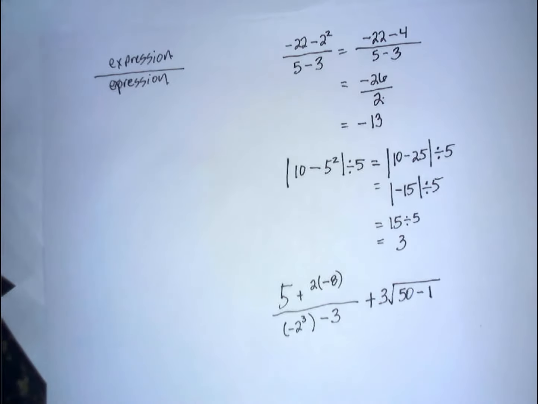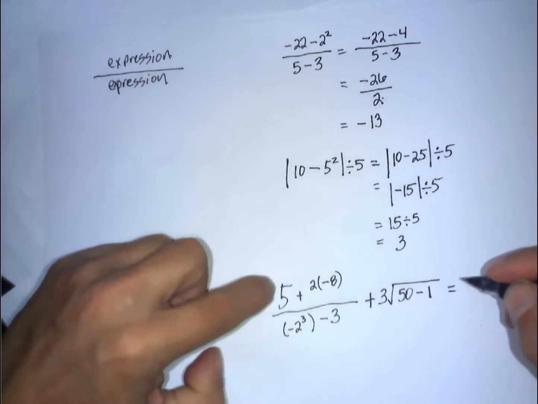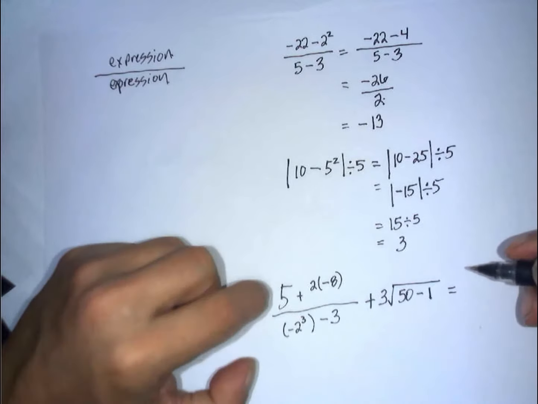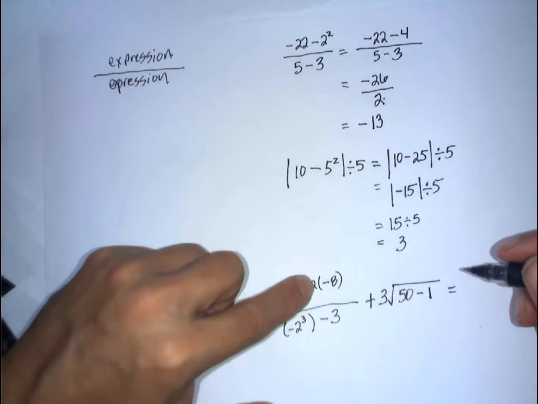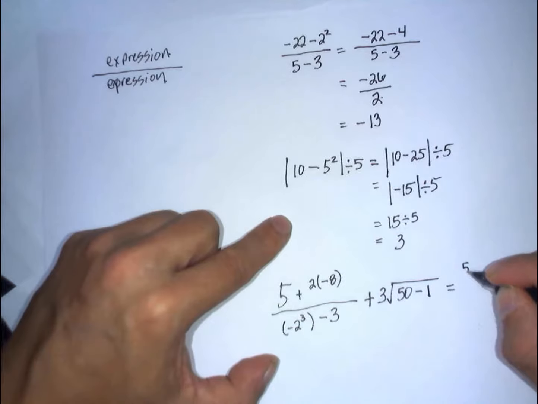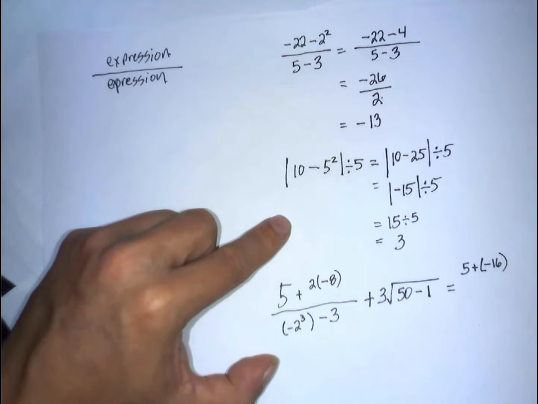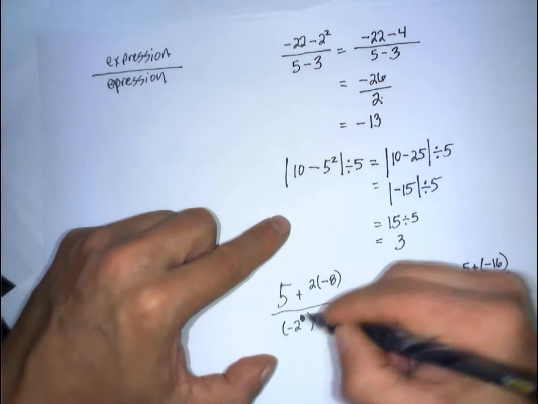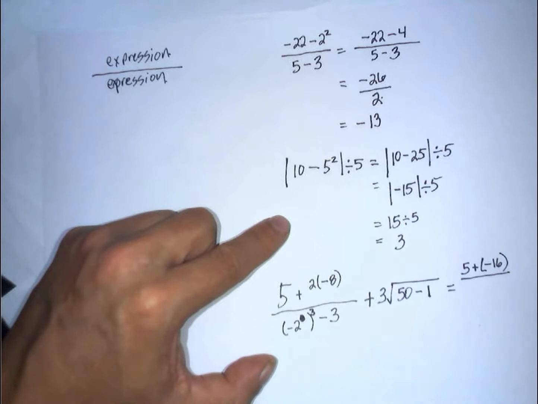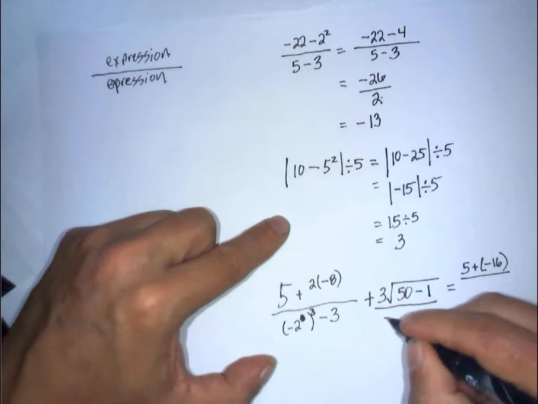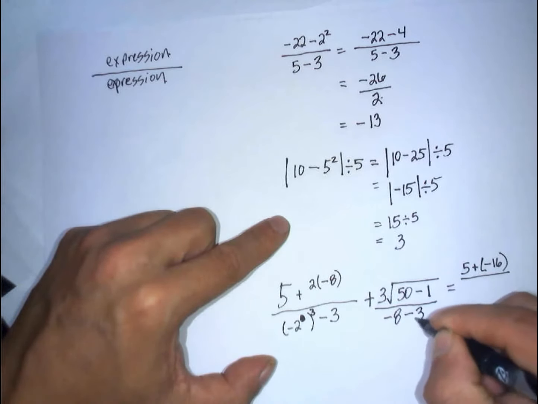Okay, so this one looks pretty big. So remember, we're going to do bar over bar. In the top, we're going to have 5 plus 2 times negative 8. So we do 2 times negative 8 first, and that's going to be negative 16. And then in the bottom, oh, I'm sorry, I put this 3 on the inside. It should have been on the outside. Negative 2 cubed is negative 8, minus 3.